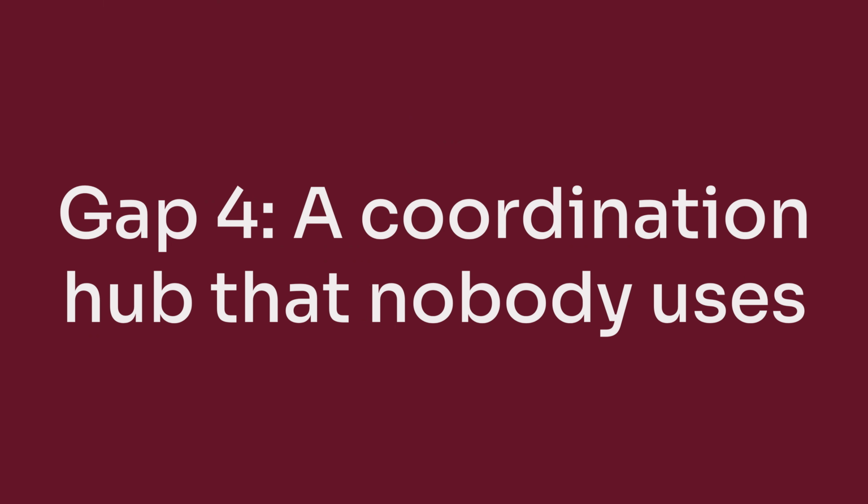So gap 4 is a coordination hub that nobody uses. You built it. Maybe it's a Google Sheet. Maybe it's a hub in Notion. Maybe it's even an Asana project, and you gave your team access. And then nobody references it. Your team still texts you with questions. Decisions are still sitting in your email threads. The hub sits there with information that was current 3 weeks ago.